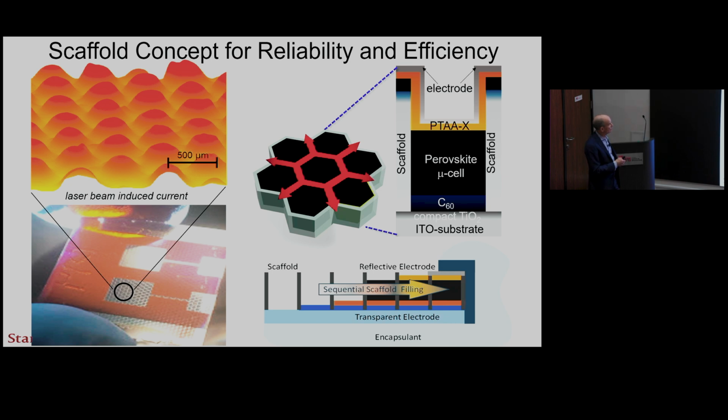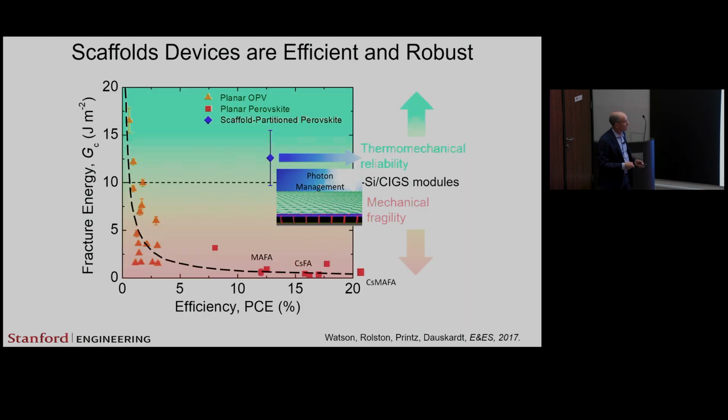And here's an LBIC image of the operation of these scaffold reinforced cells. What you see is that in each cell, you see a high current as the laser scans over the cell. So it worked. The problem, of course, was that any photons arriving on the scaffold would be lost. So what we wanted to do next was to think about designing corrective optics. But before I tell you what that was, look at the benefit here.